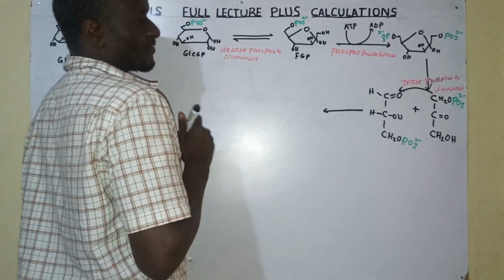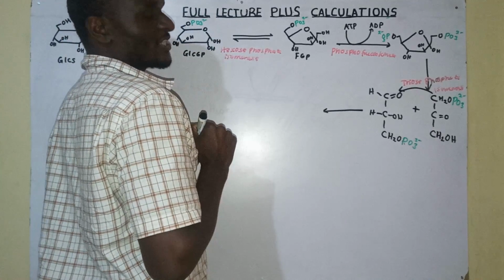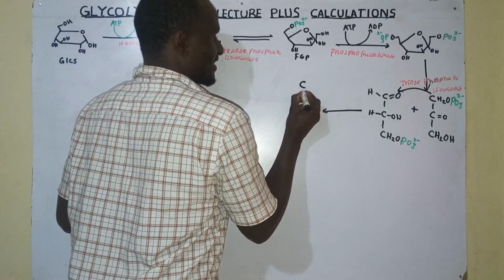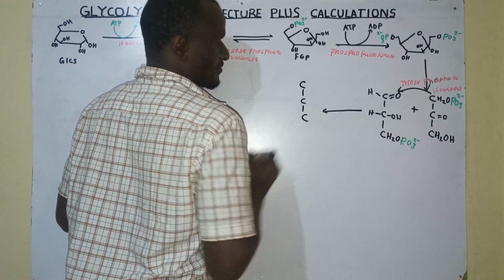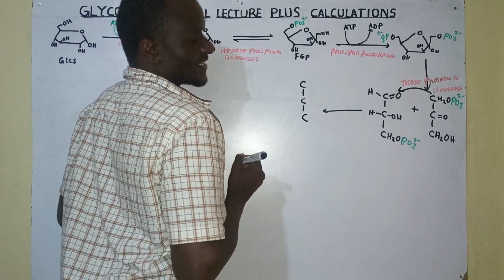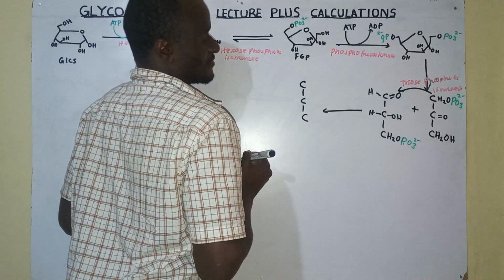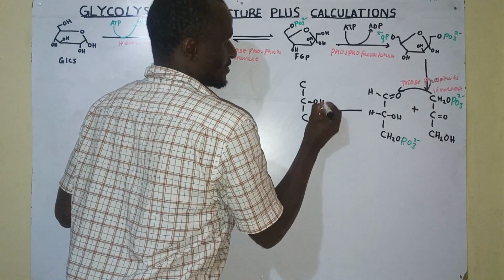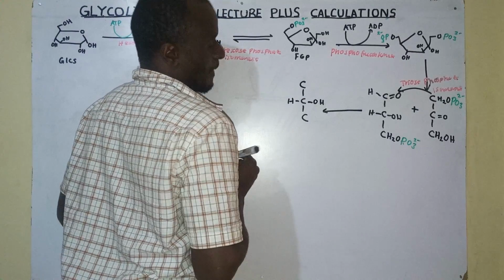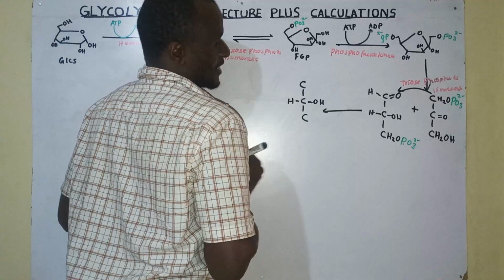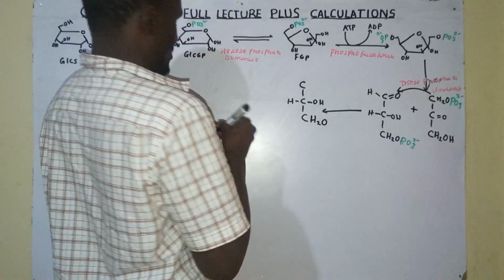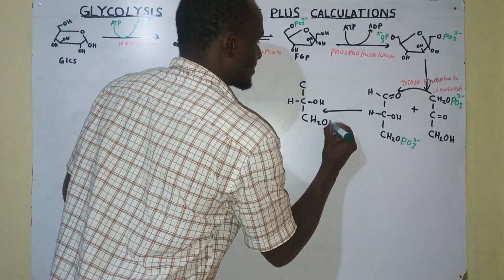Step number 6 is the conversion of glyceraldehyde 3-phosphate into 1,3-bisphosphoglycerate. So we are adding another phosphate group onto our glyceraldehyde 3-phosphate so that we have 2 phosphate groups. So these carbons remain. This carbon has got the same atoms, but carbon number 3 and carbon number 2 will be bearing our phosphate groups. So that's how we write it.